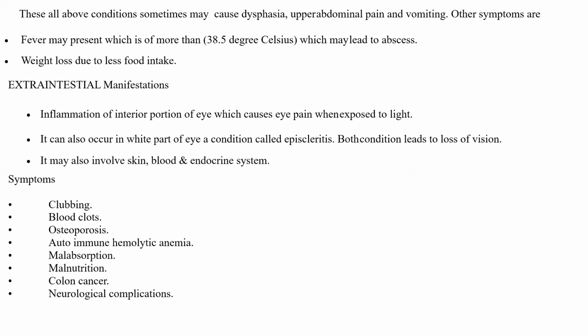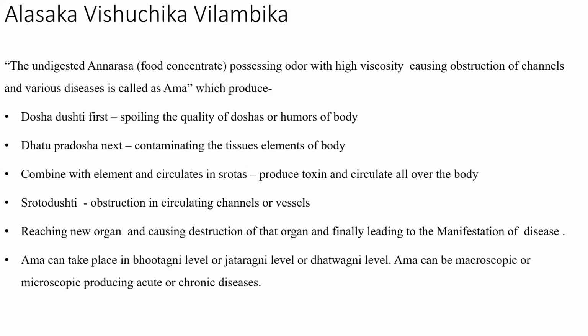Apart from that, the extra intestinal manifestation can happen. That is not discussed right now. Other symptoms can be clubbing, blood clots, osteoporosis, autoimmune hemolytic anemia, malabsorption, malnutrition, colon cancer, neurological complications. So it is nothing but the mixture of symptoms of Grahini, Vishuchika, Alasaka, as well as Vilambika. That's what I'm going to talk about now.